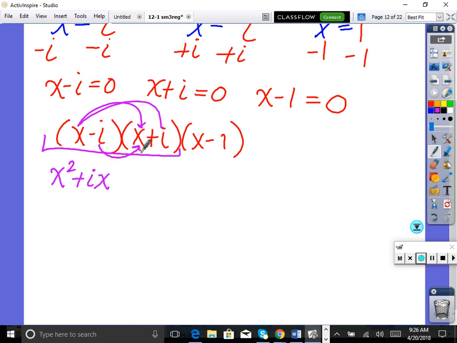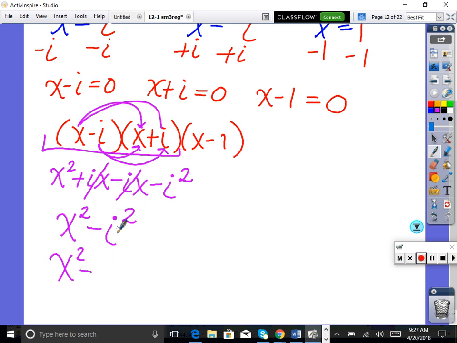Now the next one, wouldn't that be minus ix? Okay. And then negative i times positive i, negative i squared. So now we should combine like terms. Don't the middle terms cancel out? That's what happens with conjugates. So we have x squared minus i squared. Can that simplify? What is i squared? So you're saying this is x squared minus, and this is negative 1? True. So that is x squared plus 1.